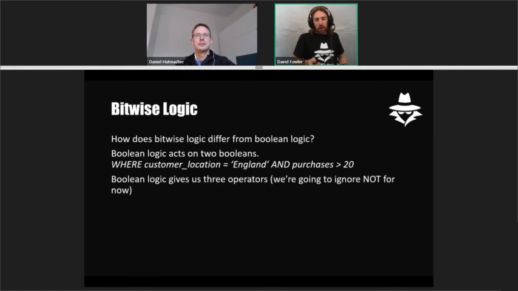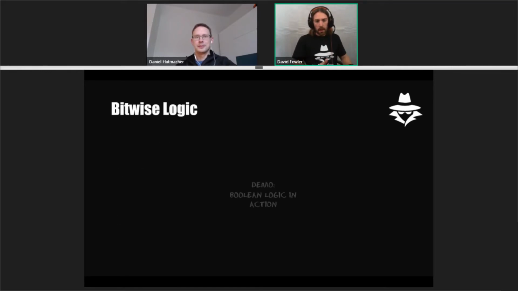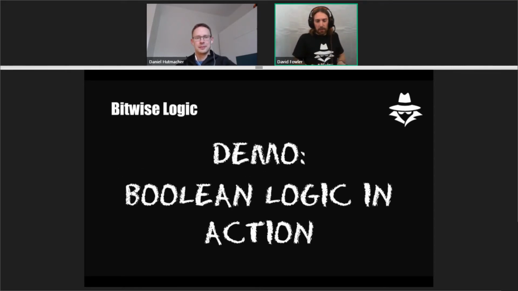Boolean logic gives us 3 operators. Strictly speaking, it gives us 4. There is NOT as well, but for today's purposes, we're going to ignore NOT. Okay, we're not interested in NOT. We're only interested in ANDs, ORs, and XORs, or the exclusive OR. Now, I did have a little demo showing you Boolean logic, but I'm going to assume that everyone knows how Boolean logic works, so I'm just going to skip straight through that and get onto bitwise logic.